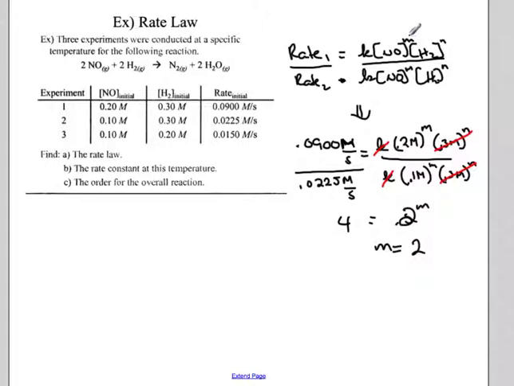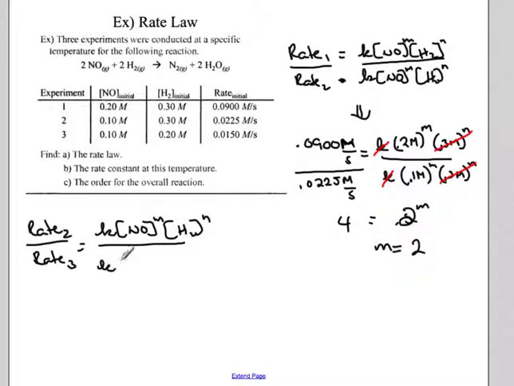So in this case, we already found out what M is. Now we need to find out what N is. To do the same thing, we're going to try to get the NO to go away. If you look at experiments 2 and 3, the NO is going to go away because they have the same concentration. So we take the rate of 2 over the rate of 3, which is equal to K, NO to the M, and H2 to the N, over K, NO to the M, and H2 to the N.